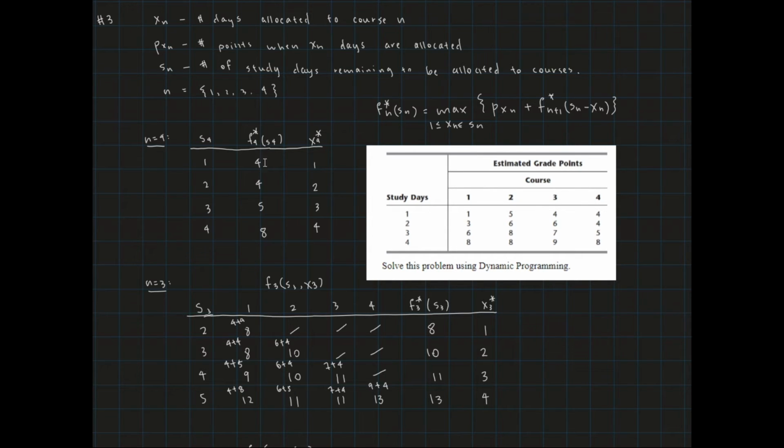And then 4, 4, 5, 8 here corresponds to this column in our estimated grade points table. Each of these is associated with studying for 1 day for course 4, 2 days for course 4, 3 days, and 4 days for course 4. And that's how we're getting this column. So stage 4, pretty simple.